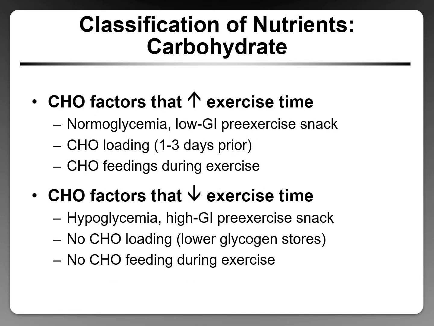Carbohydrates are going to obviously be important for exercise. We're able to utilize those at a higher rate and more efficiently for oxygen compared to fats or proteins. And so when we have carbohydrates, the factors that increase exercise time would be if we start exercise as a normal glycemic individual, or we consume a low glycemic pre-exercise snack 2 hours before exercise. We also can increase our overall carbohydrate load and the storage in the body by having a feeding time of high carbohydrates. So you can do carbohydrate loading, or carbo loading is what many people call it.